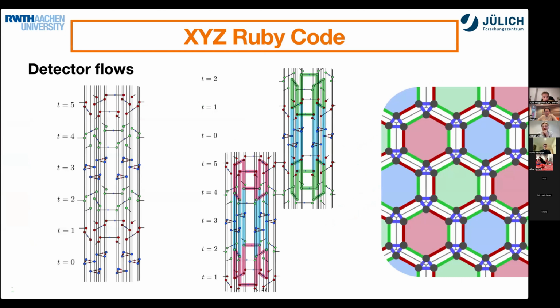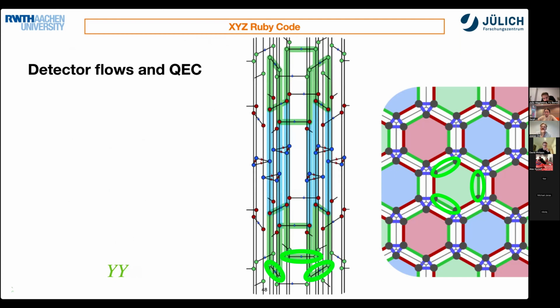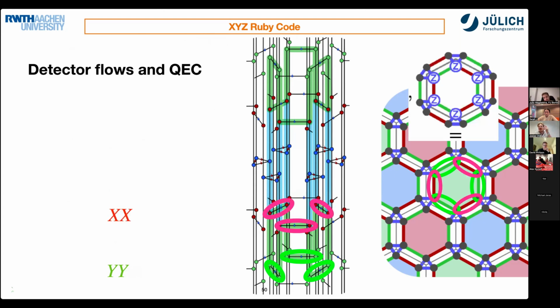So for the XYZ Ruby code, if we want to find the detectors, we will place the highlights and see if we can find highlights that are local and closed and inside our bulk. And we find, for example, these two flows. And what you can see is if we look at this detector flow and the measurements that are charged with respect to these flows, it will correspond to 3 YY measurements, then 3 XX measurements, which is the same 6-body Z plaquette that I've shown you before.